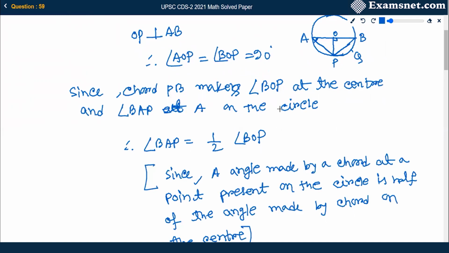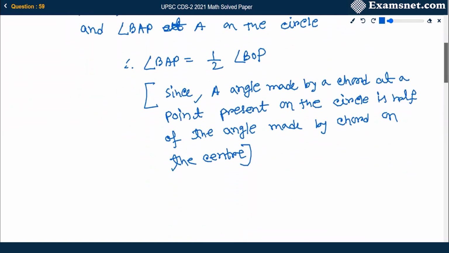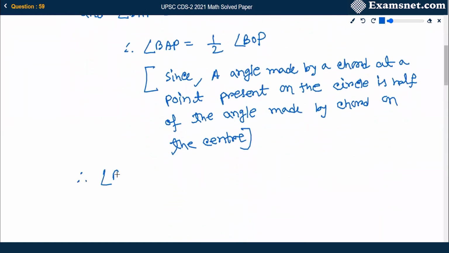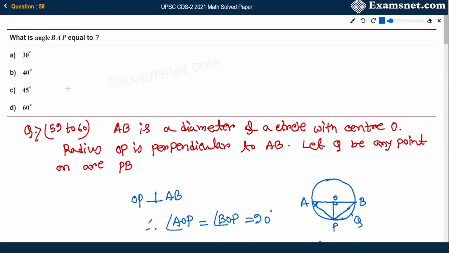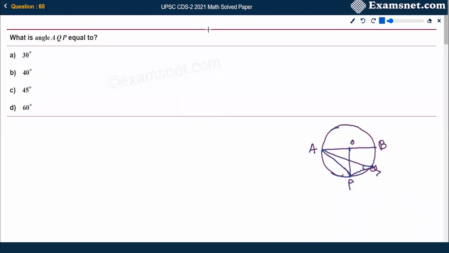Okay, so here, therefore BAP equals half of BOP, which is 90 degrees. So we can write the value is 45 degrees. Angle BAP is equal to 45 degrees. This is the continuation of 59. Now, in question number 60, we are asked to find the angle AQP.